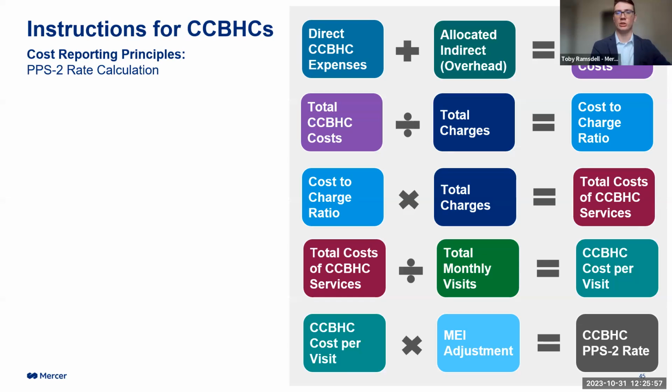Then for each population, again, we're assuming only a standard population in this case at this time. The cost to charge ratio is multiplied by total charges for that population, which is the total cost of CCBHC services. When that figure is divided by total monthly visits, that is the unadjusted PPS rate, or the cost per visit. And then to adjust that PPS rate to the final rate, the MEI trend is applied. So that is how the PPS math breaks down.